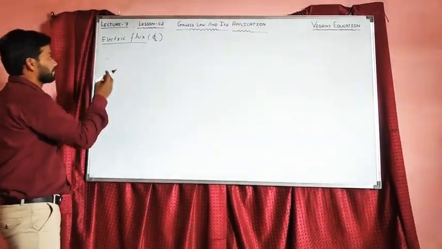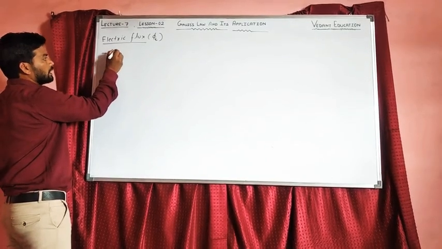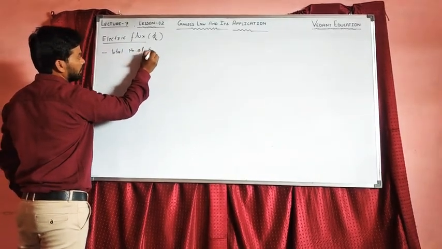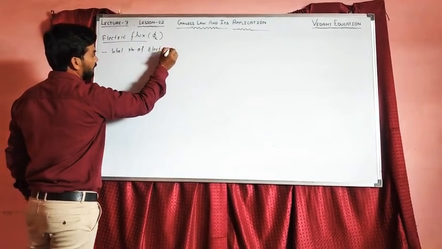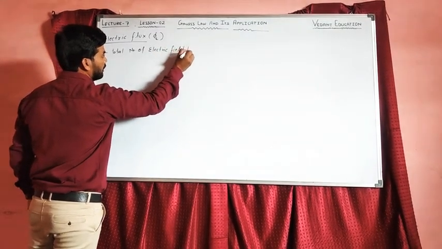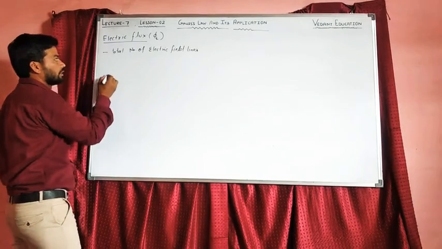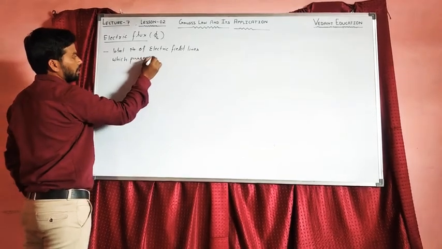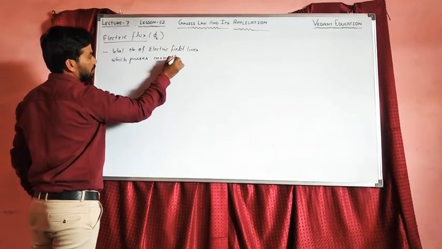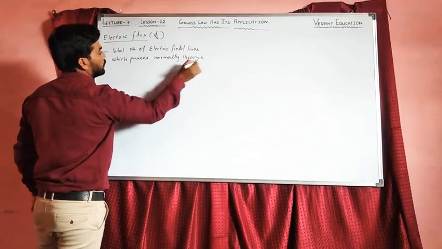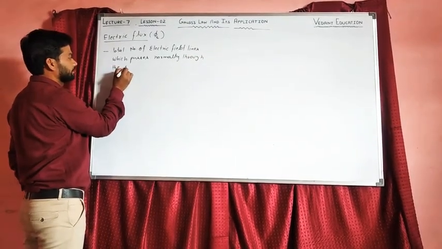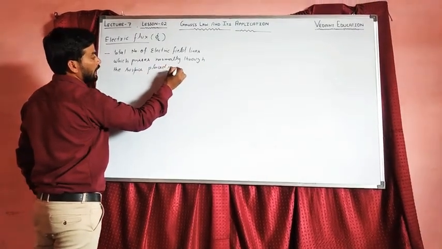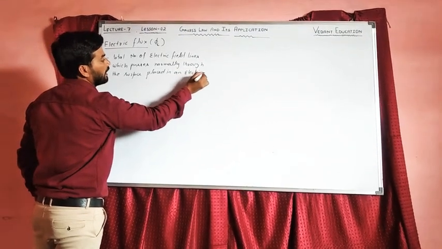What is electric flux? Electric flux is the total number of electric field lines which passes normally through the surface placed in an electric field.